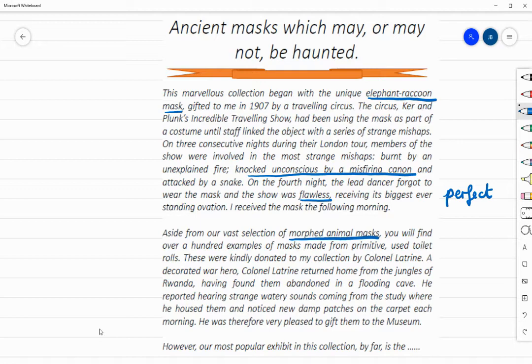Okay, question 6. Which word shows that Colonel Latrine had won lots of medals?